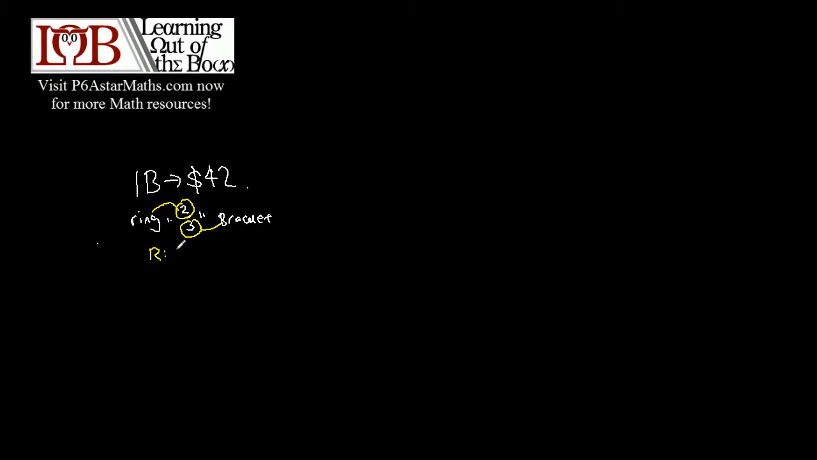So ring and bracelet is 2:3. So what we can do now is 3 units is $42. 1 unit is $14. So the cost of one ring, which is 2 units, cost $28. Okay, so now we have found the two important pieces of information. One is given and the other one is the cost of the ring.